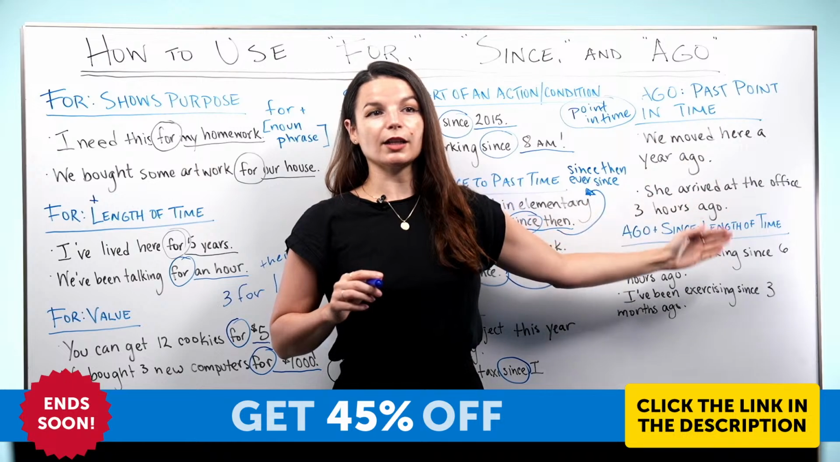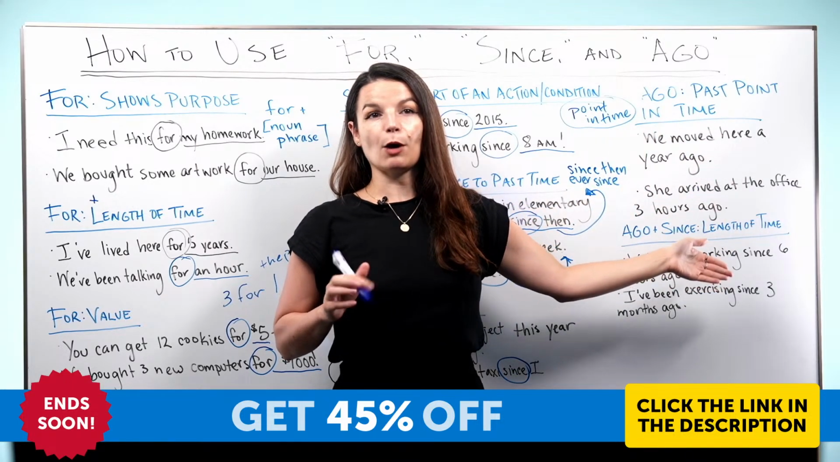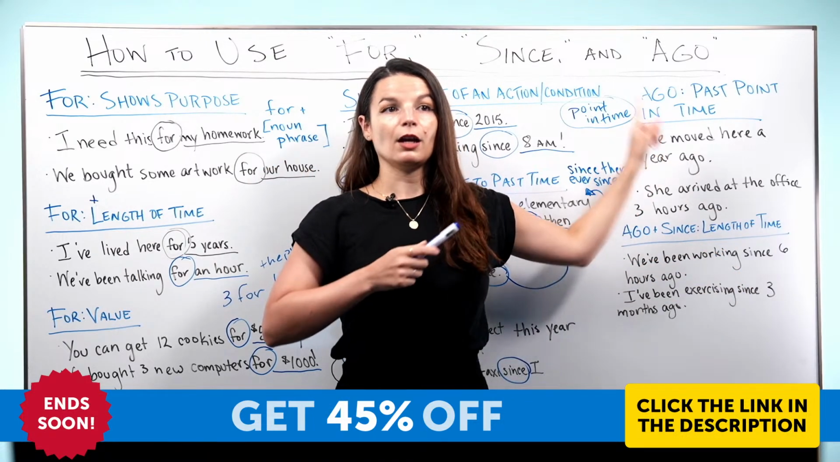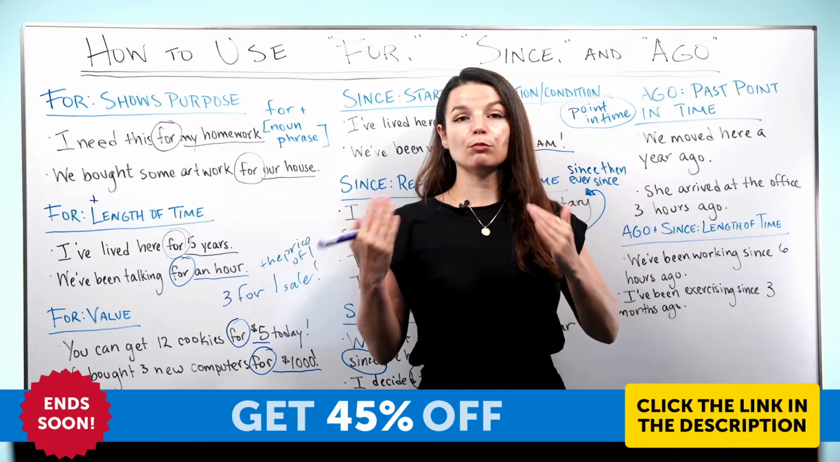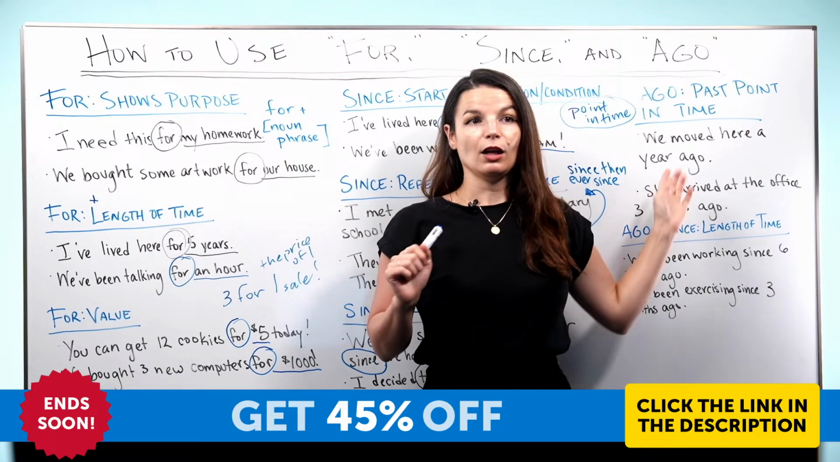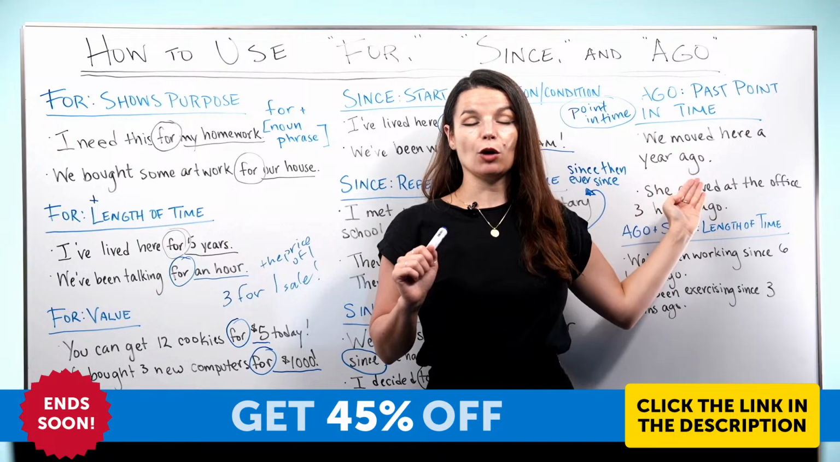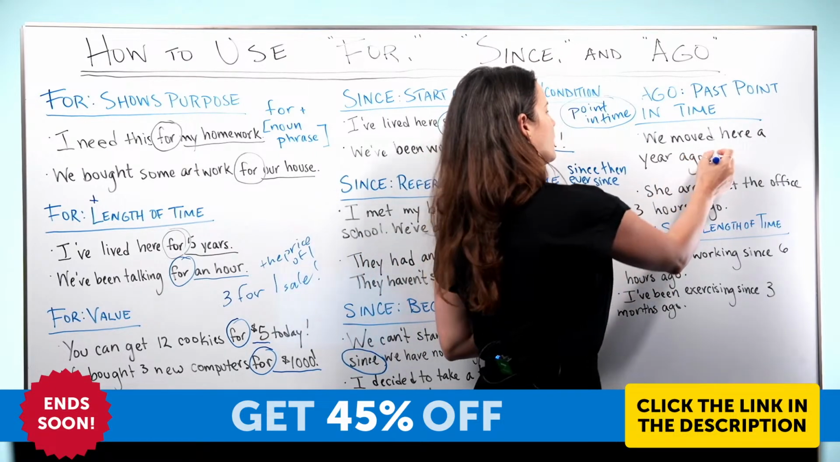Ago, I'm going to talk today about two uses of ago and talk about how we combine it with since also. So let's look. Ago. We can use ago to mark a past point in time, okay? For example, we moved here a year ago. So first, let me show what's going on here.